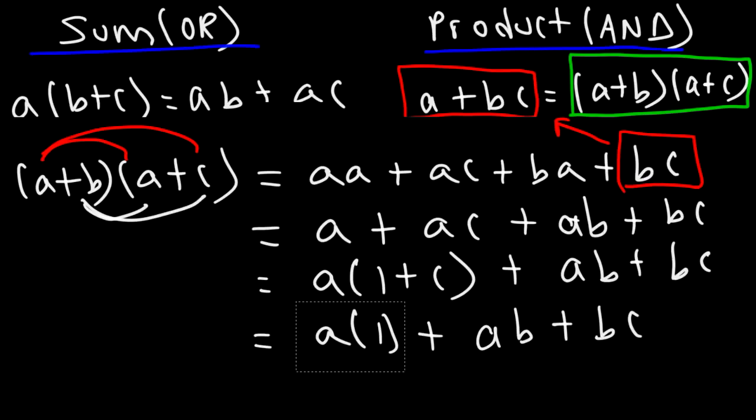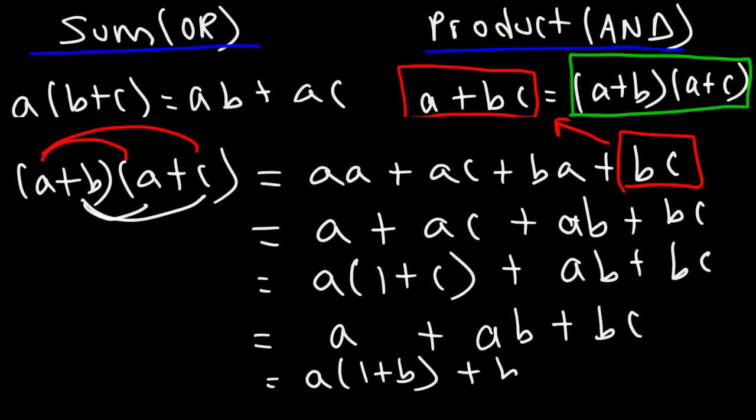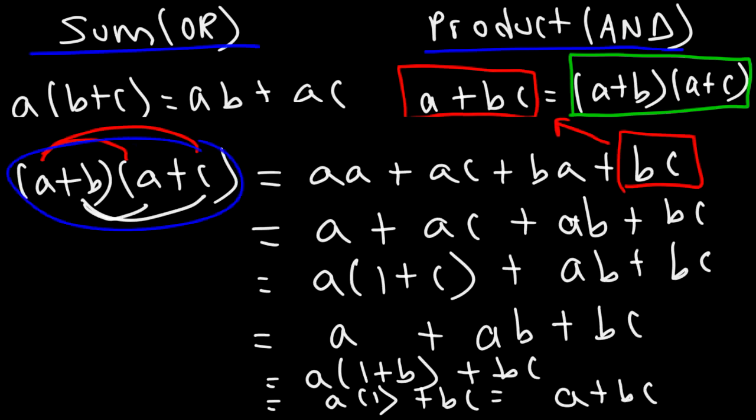Now a times 1, or 1 times a, is still a. Notice that what we did here, we can repeat that here. So let's factor out an a. So this is going to be a times 1 plus b plus bc. And just as 1 plus c was 1, 1 plus b is 1. So we're going to have a times 1 plus bc, and then that's the same as a plus bc. So that's how we can prove that a plus b times a plus c is a plus bc, in addition to using the truth table method.